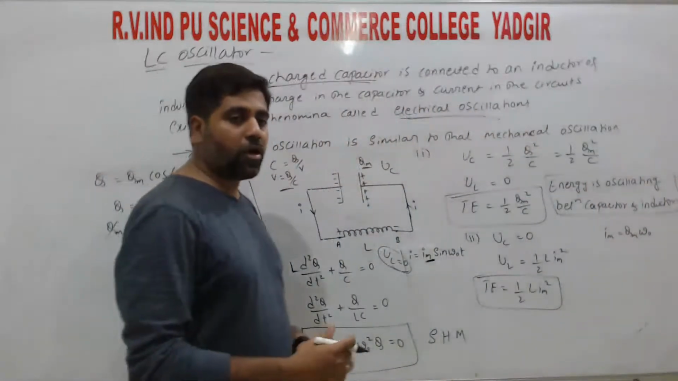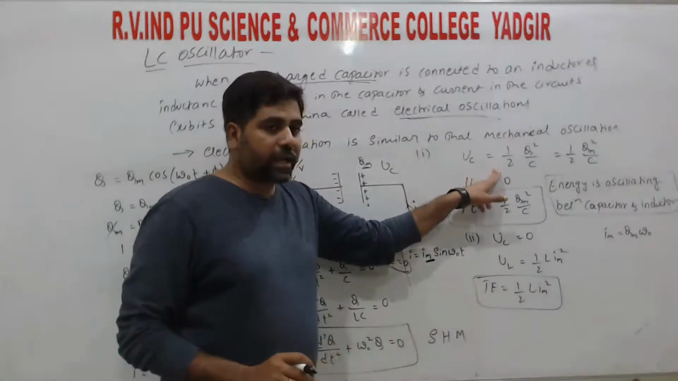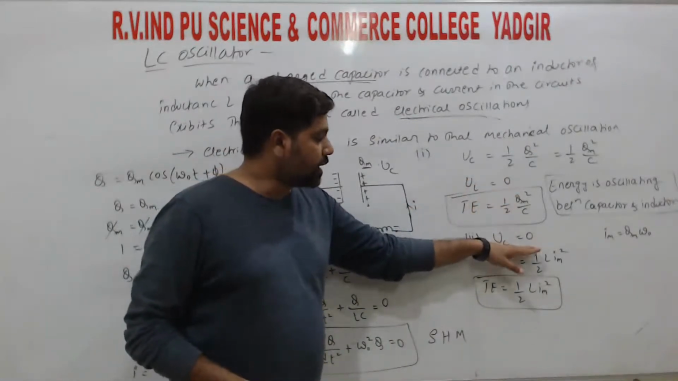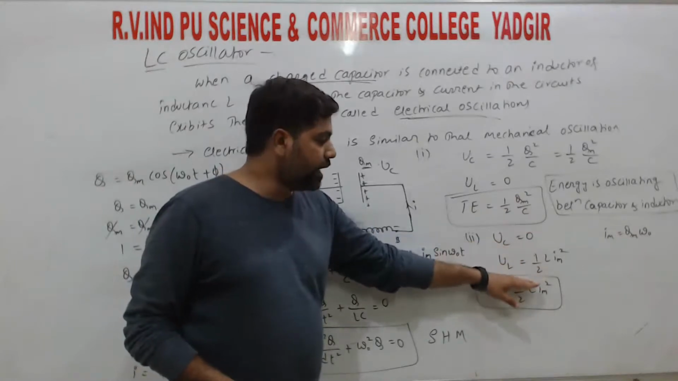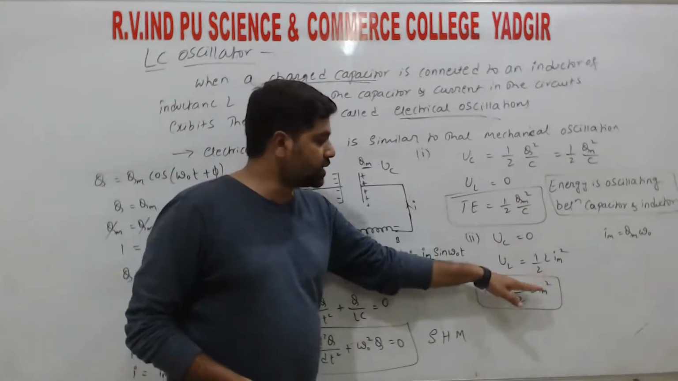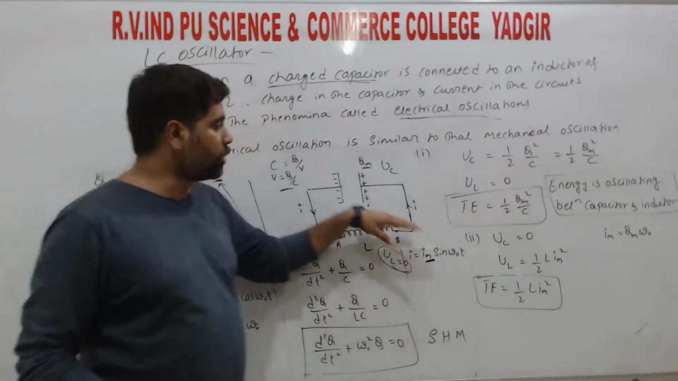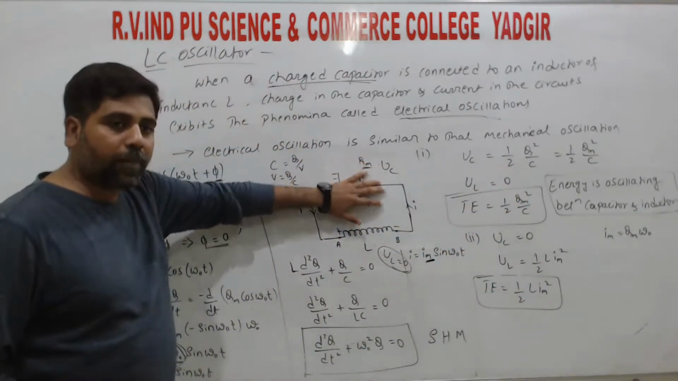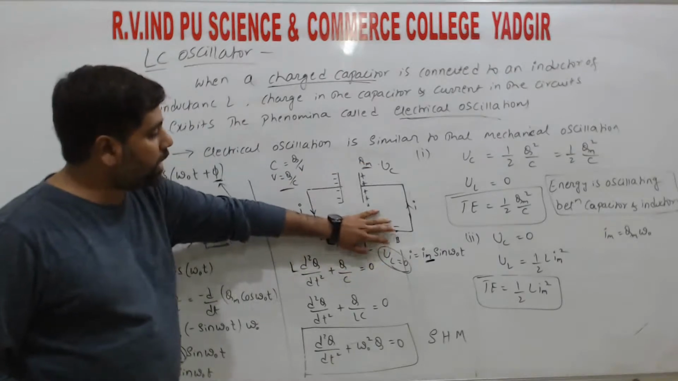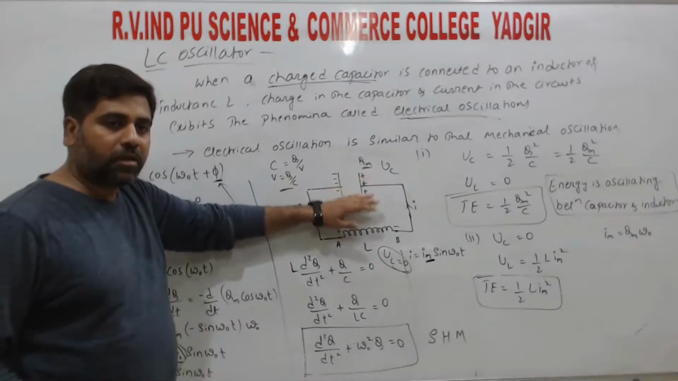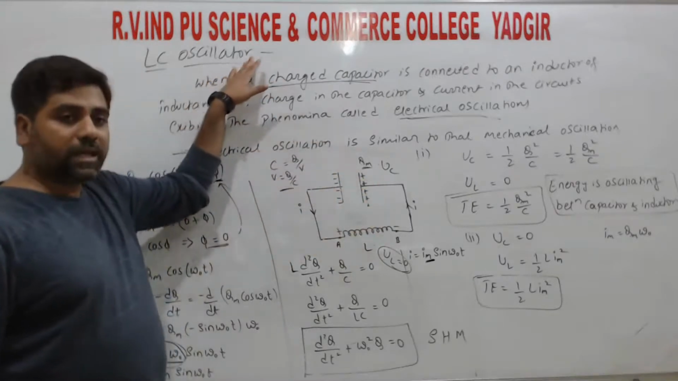So the energy is oscillating. That means initially the capacitor has energy, the inductor has none. In the next case the capacitor's energy becomes 0 and the inductor has energy. Again in the next case the inductor's energy becomes 0, and the capacitor gets energy again. That means energy is transferring from capacitor to inductor and from inductor to capacitor. That means the energy is oscillating, right? So this is about the LC oscillator.